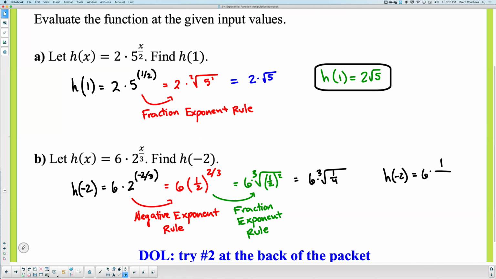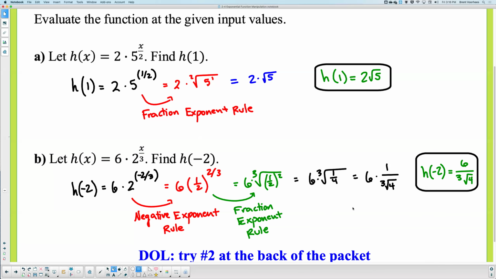You know what? I'm not ready to write the final answer. I'm going to show you how I can do this. That is equal right here to 6 times 1 over the third root of 4. And I could simplify 6 times 1. And so now I'll rewrite it as h of -2 equals 6 times the 1 is 6 over the third root of 4. And I could write the answer in that form.